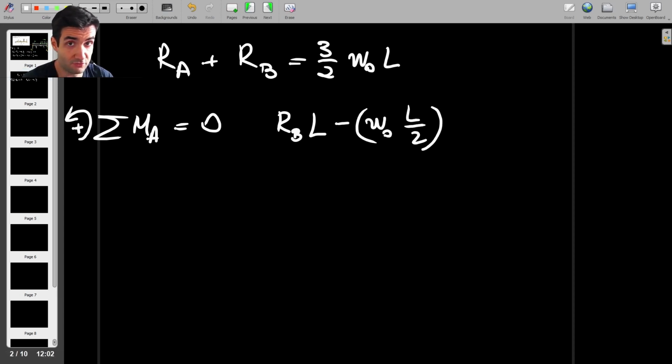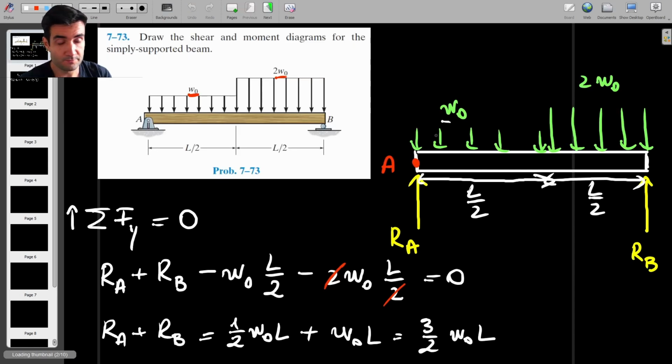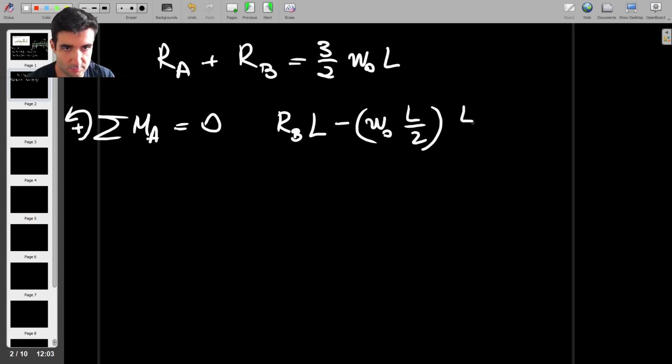So that's just the force, right? So this distributed load W naught produces a net force which is acting halfway along L over 2, which means that the moment arm of this force is going to be half of L over 2, which is L over 4. So that is multiplied by L over 4. So that's basically the force, and L over 4 is the moment arm.